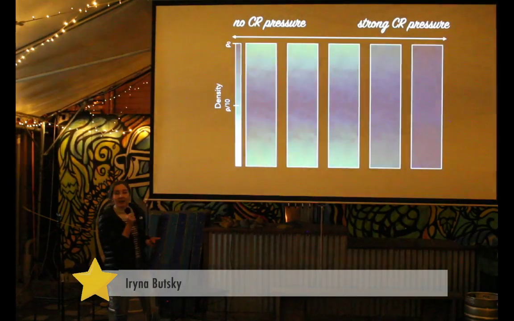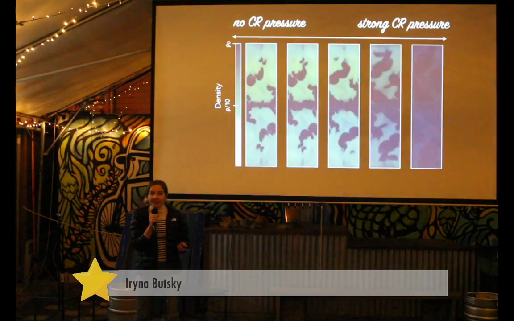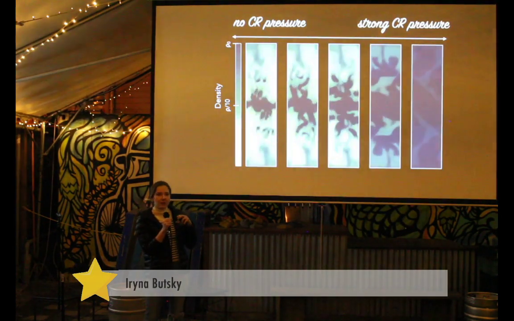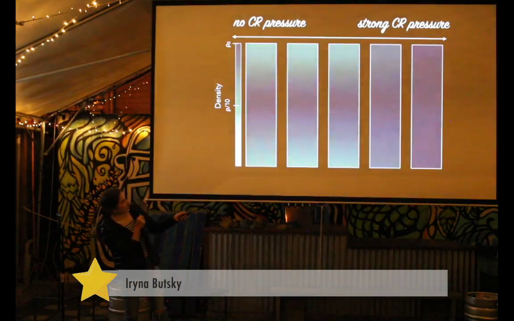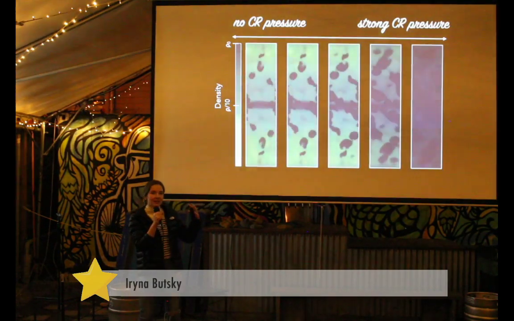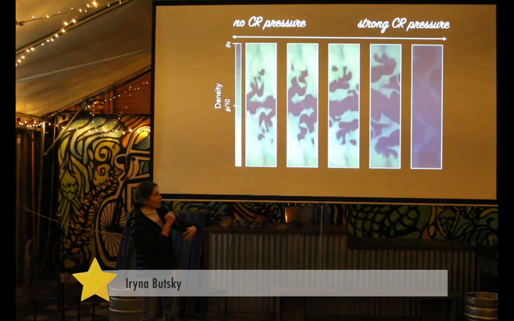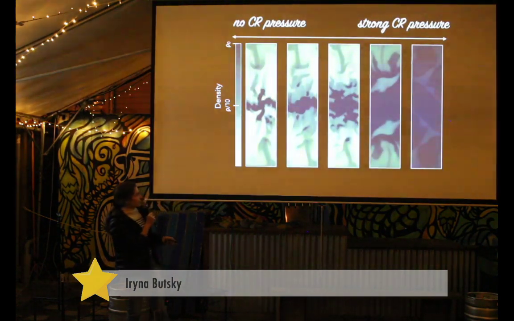There are a few key takeaways. One, the cold gas clumps become bigger, and they have less density contrast between the dense and the diffuse phase. And in the simulation all the way on the right, you see that the cold gas isn't actually moving down towards the midplane because it has so much support from this cosmic ray pressure.